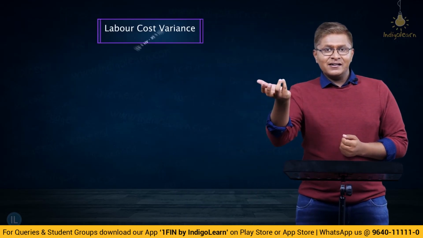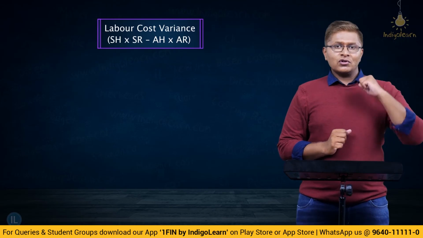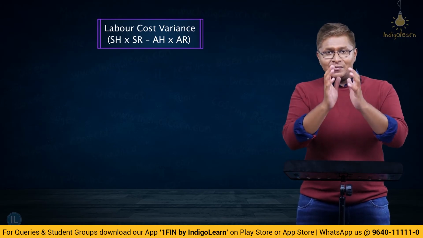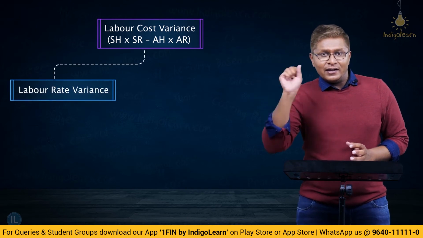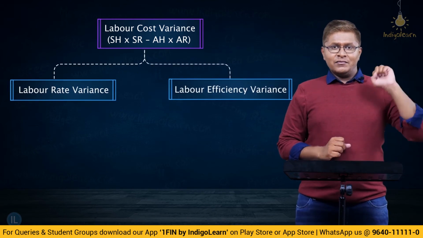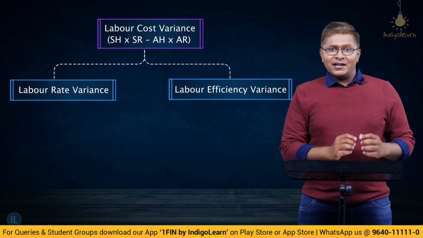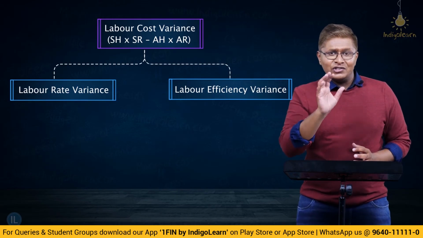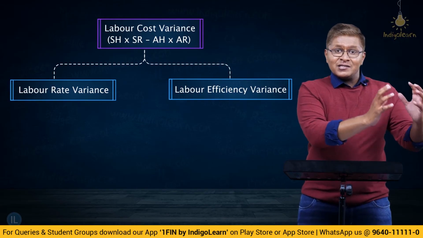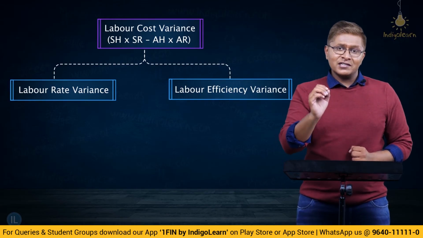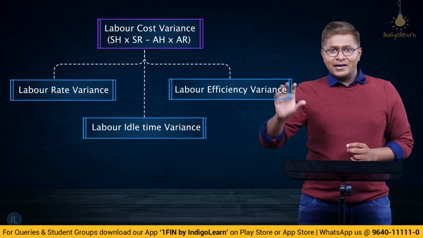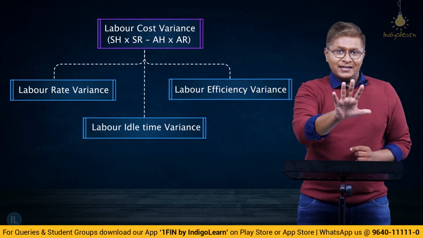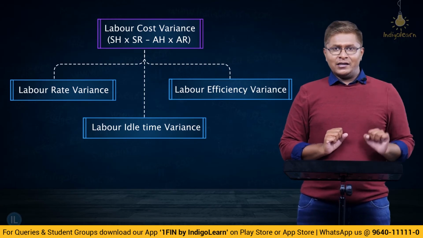The labor cost variance is the difference between the standard cost of labor and the actual cost of labor incurred. This labor cost variance can be bifurcated into the labor rate variance and the labor efficiency variance. But before we calculate the labor efficiency variance, we have to ensure that the idle time has been segregated and accounted for separately. So at a broad level, we will say labor cost variance is divided into rate variance, idle time variance and the efficiency variance.